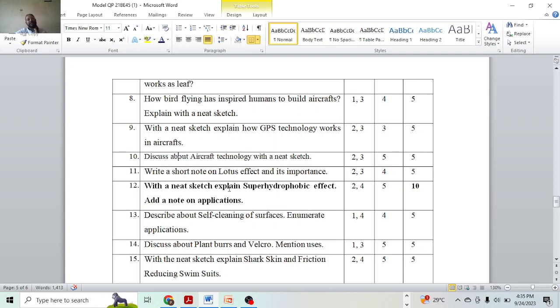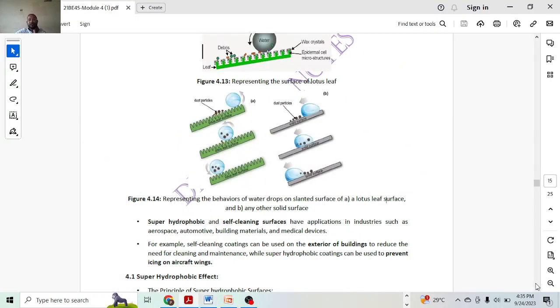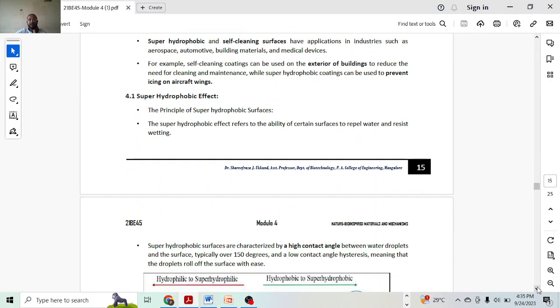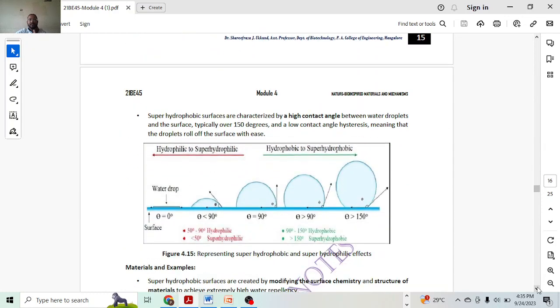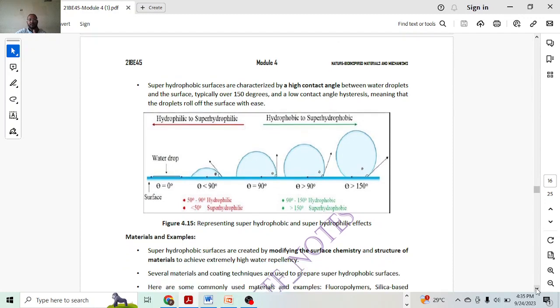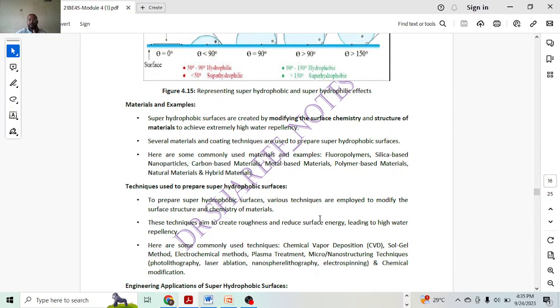Next, we have the neat sketch: explain the super hydrophobic effect, add a note on applications. So the super hydrophobic effect, it's a very big topic. You give the definition first, then explain about the contact angles. That will be 1 mark, 1 + 1 = 2/2. Materials used, 1 mark.